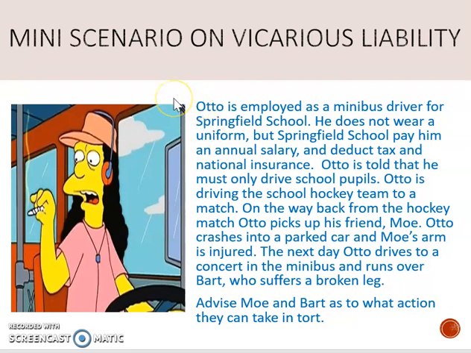So Otto is employed as a minibus driver for Springfield School. He does not wear a uniform, but Springfield School pay him an annual salary and deduct tax and national insurance. Otto's told that he must only drive school pupils. Otto is driving the school hockey team to a match. On the way back from the hockey match, Otto picks up his friend Mo. Otto crashes into a parked car and Mo's arm is injured. The next day, Otto drives to a concert in the minibus and runs over Bart, who suffers a broken leg. And you're being asked to advise Mo and Bart as to what action they can take in tort.